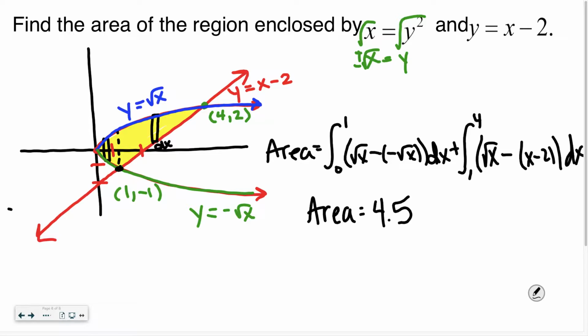Okay, so good news. There is a better way to do this problem. If we were to create rectangles that stretched horizontally, would that be better for our integral? Yeah.